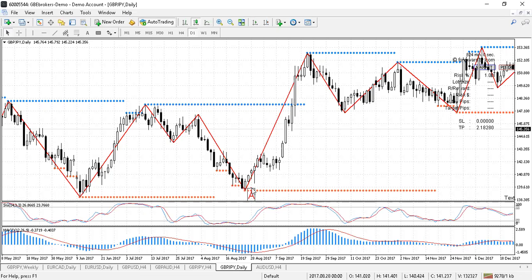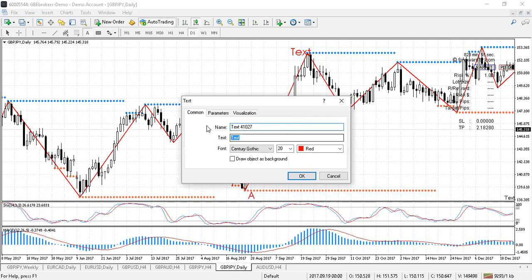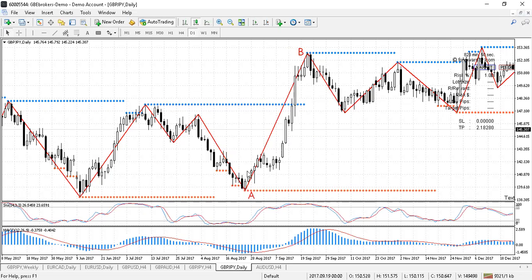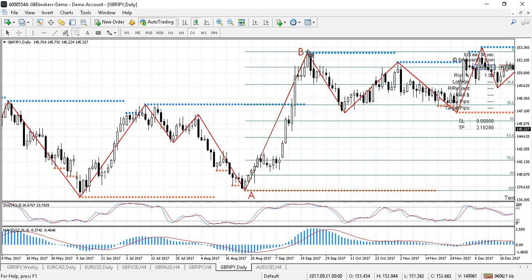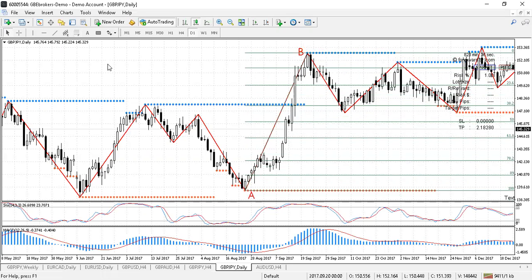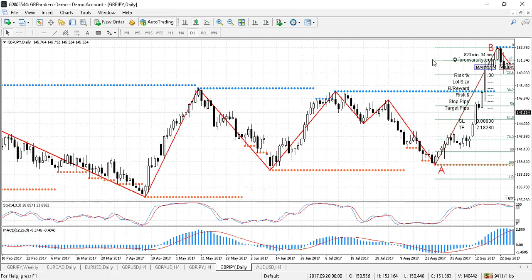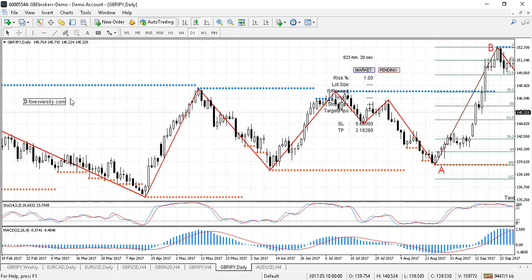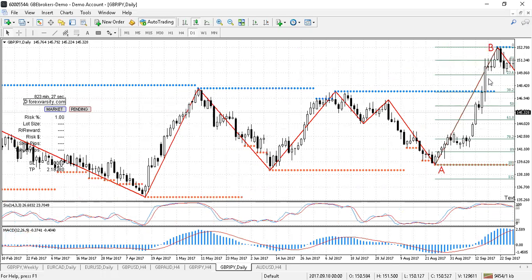Pick that up. And that would be B. Because it's longer than this one, we had a nice break above this level here. So once we've identified our A to B wave, we obviously want to put our Fibonacci from A up until B. Okay, so in real life, you'll see something like this.